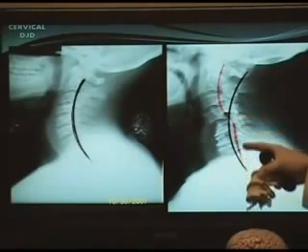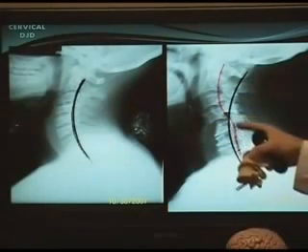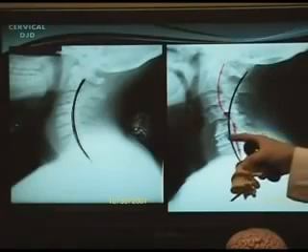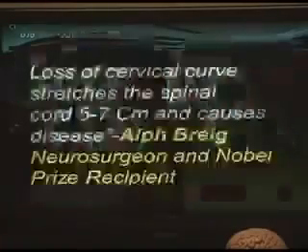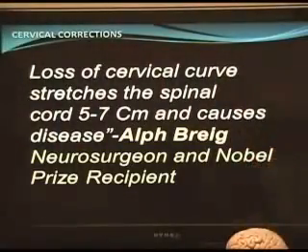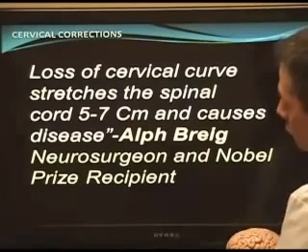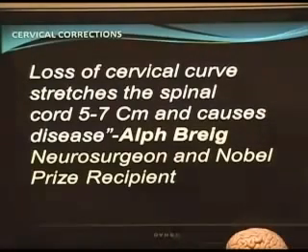The reason these are degenerated is because of the loss of structure in the curve in the neck, and that made these bones degenerate faster. So proper structure equals proper function. This is a study: loss of the cervical curve stretches the spinal cord 5 to 7 centimeters and causes disease. That's Alfred Breig, a neurosurgeon who is also a Nobel Prize recipient and did a lot of research on the brain. He says it actually stretches the spinal cord.